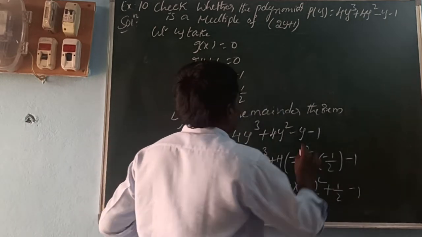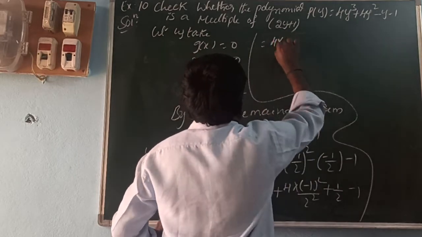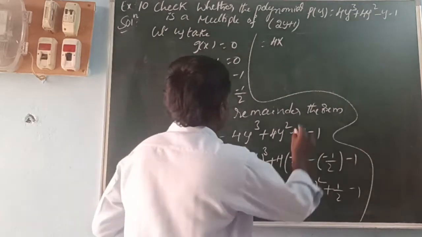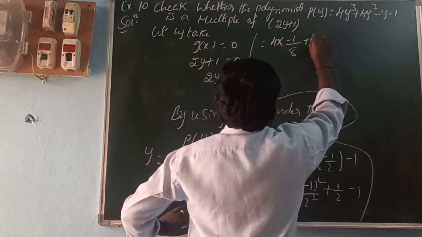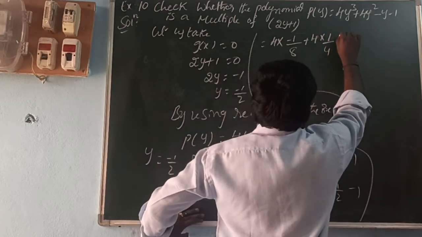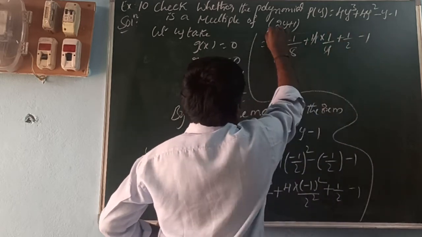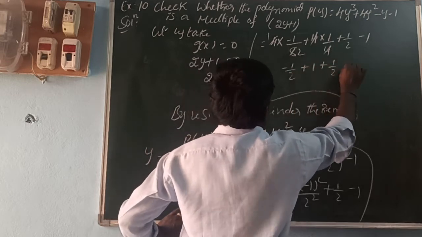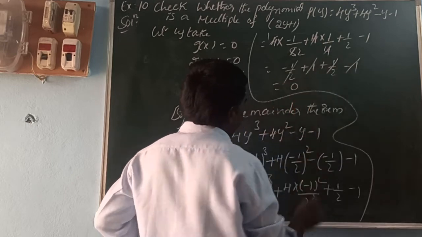So that is 4 into minus 1 whole cube. A negative integer with an odd power becomes negative, minus 1 by 2 cube, 8, plus 4 into minus 1 whole square, 1 by 2 square, 4, plus 1 by 2 minus 1. So 4 and 4 cancel, 4 and 4 cancel, that is minus 1 by 2 plus 1 plus 1 by 2 minus 1. So plus 1 minus 1 cancel, minus 1 by 2 plus 1 by 2 cancel, you get 0.